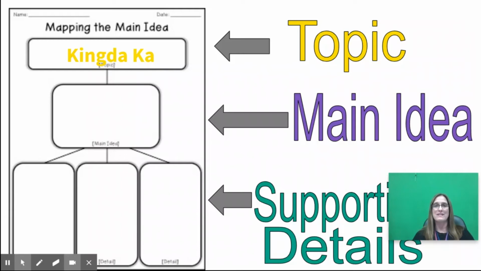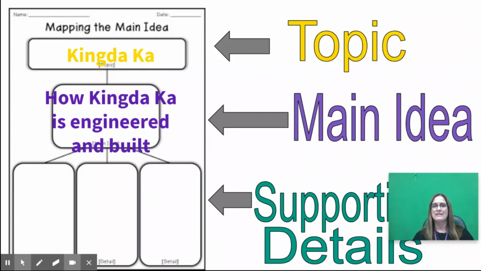Maybe you even thought it was about Six Flags and all the rides there. But those are not the main idea of this book. The main idea of the Kingda Ka book is how Kingda Ka is engineered and built. All of the 3 chapters were about how Kingda Ka's tracks were built, how the engineers designed the train to keep people safe, and finally, after all of the testing, Kingda Ka was complete.